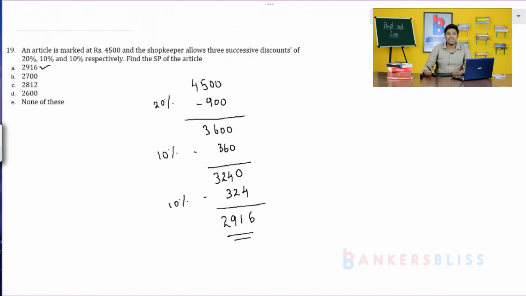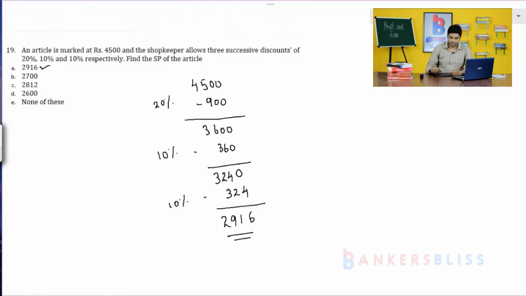Problem number 19, very simple, 3 successive discounts. First 20% you are subtracting 900, next 10% you are subtracting 360 and next 10% you are subtracting 324. At the end of the day you got 2916. So option A is the right answer. Okay, let's go to the next problem.